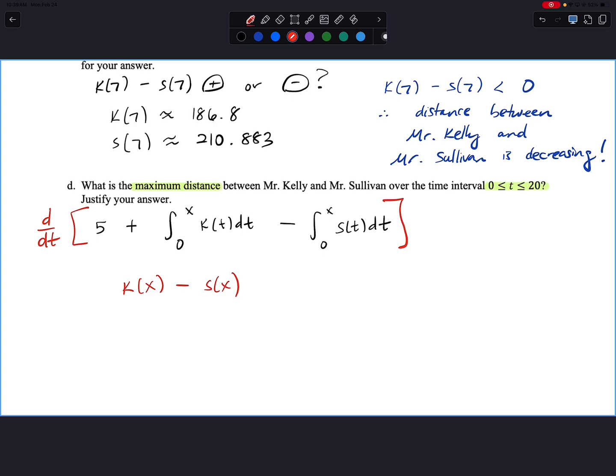Now, if I want to find the max or min, we want to know when this equals what? 0. Now I'm going to show you a shortcut. If I want when this equals 0, do you agree I could add s of x to both sides?